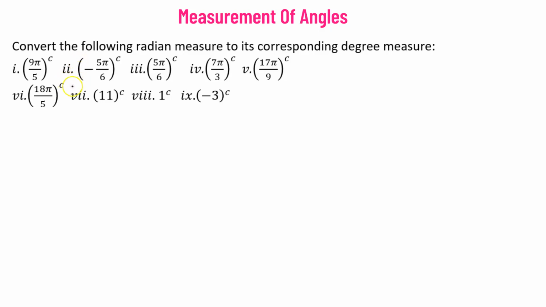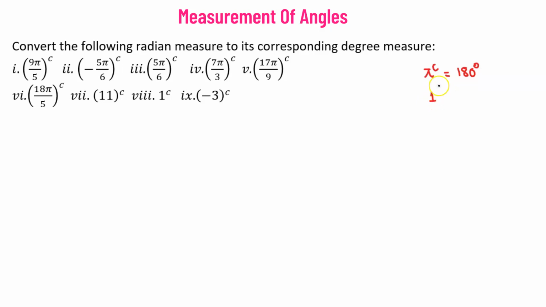So in this problem, we are given some radian measures from problem 1 to problem 9. We need to find the corresponding degree measure. To begin with, let's review quickly what's the relationship between radians and degrees. Whenever we have radians, it's given by: pi radians is equal to 180 degrees.